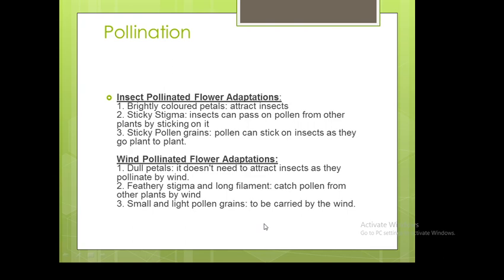So we took today the structure of the flower, okay, and we said the function of each part, and we said the types of pollination, okay, and their characteristics.